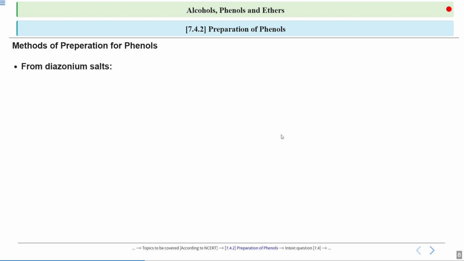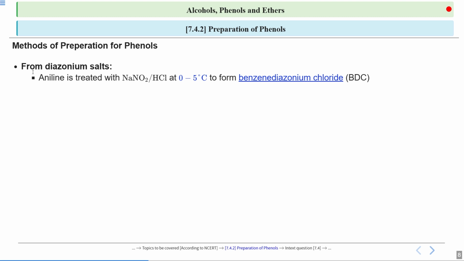Next is from diazonium salts. We will see how from diazonium salts we are preparing our phenols. So first, in case of diazonium salts, we take a primary amine. So here aniline is a primary amine. So your aniline is treated with NaNO2 HCl. See, the temperature condition is 0 to 5 degrees Celsius. That is, cold temperature is maintained.